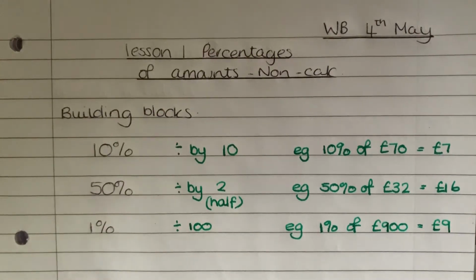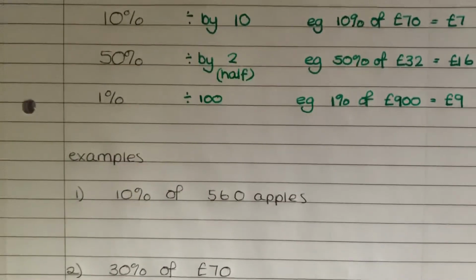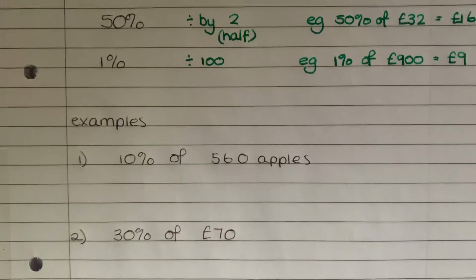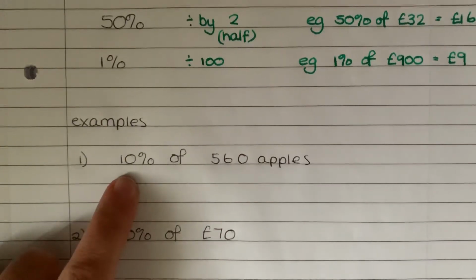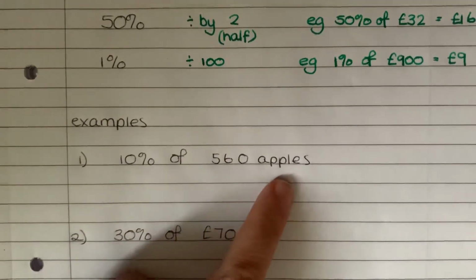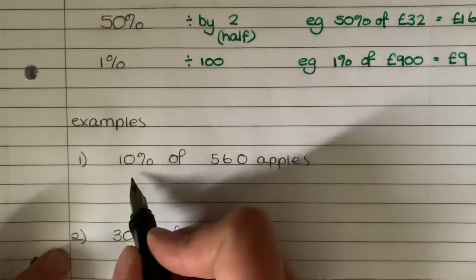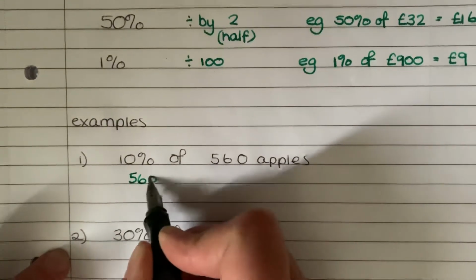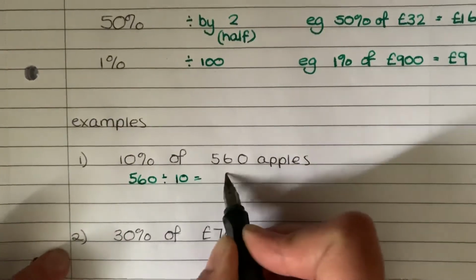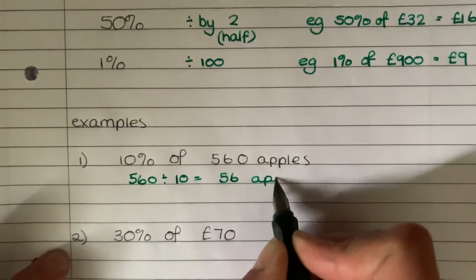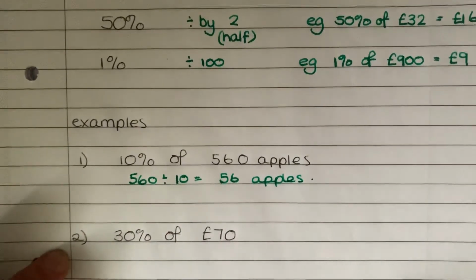Now we always start the question with either 10%, 50% or 1%, and we use that to help build our answers for different percentages. So we're going to look at different questions to do with this. First of all, I've got 10% of 560 apples. Going back to my building blocks, for 10% I have to divide by 10, so 560 divided by 10 is going to be 56 apples. There's no more building to do there, that was just our answer.